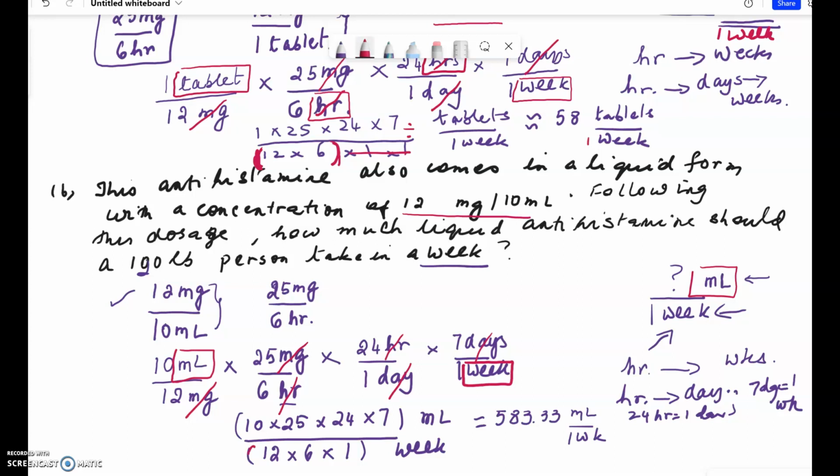Just make sure that you have parentheses around the entire denominator. In this case, it will not make a difference if you don't have parentheses around the entire numerator because it's all multiplication, but just make it a habit. If there's more than one term in the numerator, put parentheses around, or you can first go 10 times 25 times 24 times 7, enter it, and then divide by, in parentheses, 12 times 6 and close parentheses. And your final answer is in milliliters per 1 week.